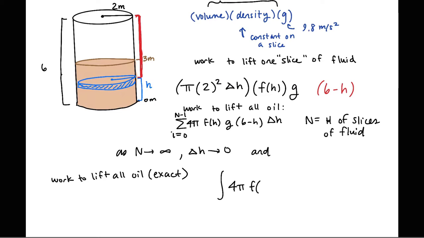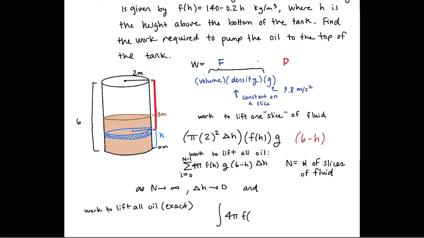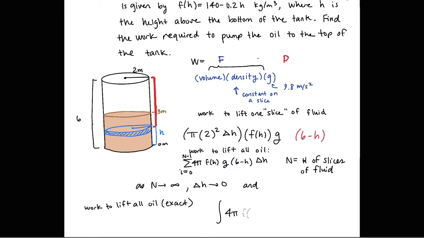F of h is, in this case, (140 minus 0.2h) times 6 minus h times g. We're integrating with respect to h. The delta h goes to 0. Where are we slicing from? We're slicing h values, and we're slicing from 0 to 3.